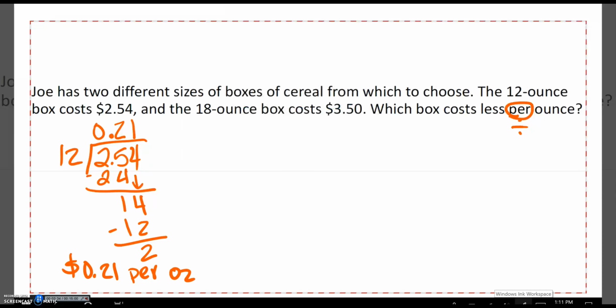Okay, so I'm going to do $3.50 divided by 18, and bring that decimal up, and then I'm done with that decimal. Okay, and I know that 18 doesn't go into 3. It's going to go into 35. Twice would be 36, but it's not quite enough.